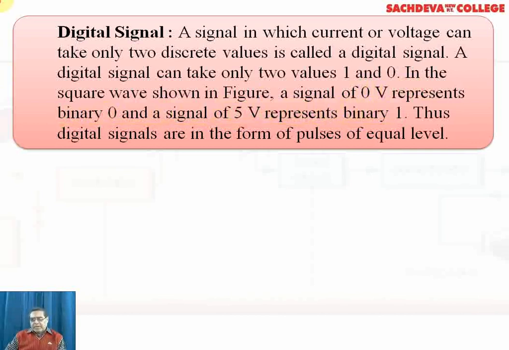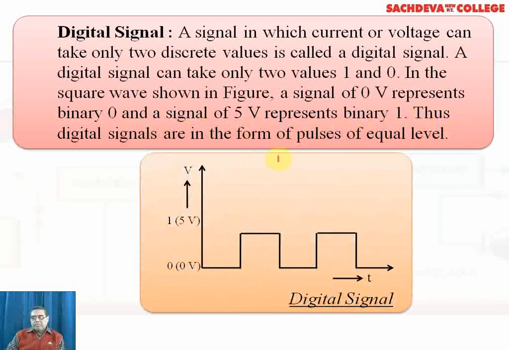Once more I will repeat it. In the square wave shown in the figure, a signal of 0 volts represents binary 0 and the signal of 5 volts represents binary 1. Thus, the digital signals are in the form of pulses of equal level. Here the digital signal is indicated, and the voltage is taken on the y-axis, and the signal is taken on the x-axis, and t represents the time instant of the signal when it is recovered.